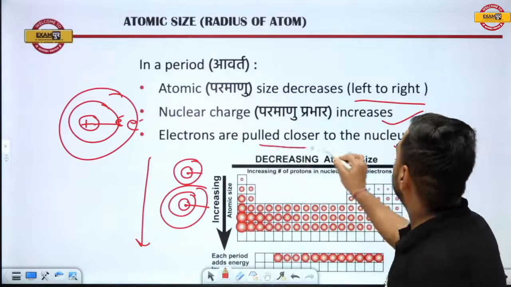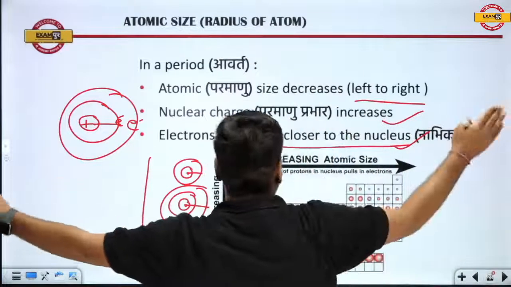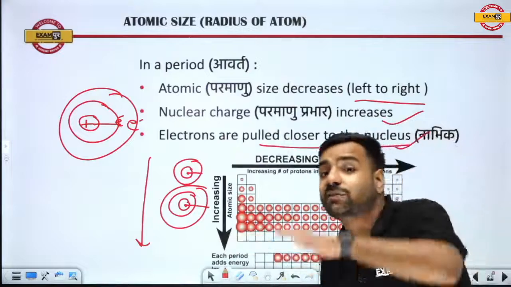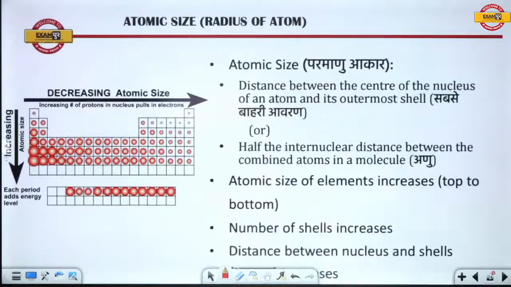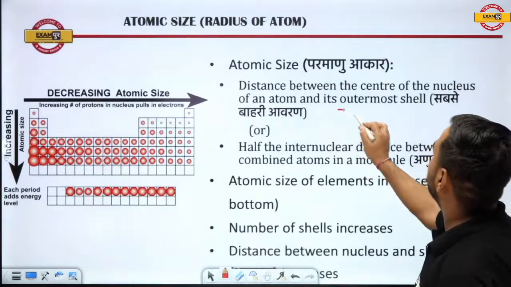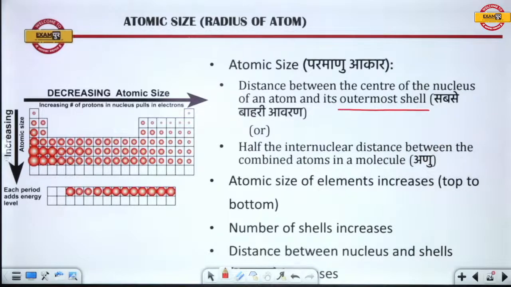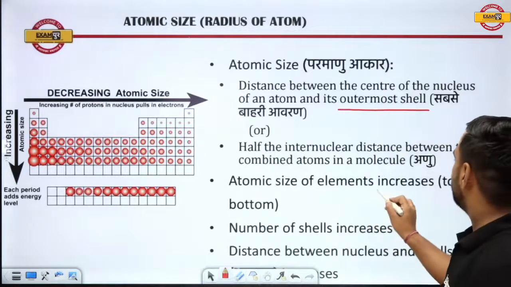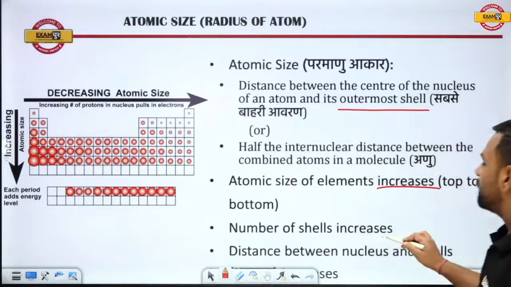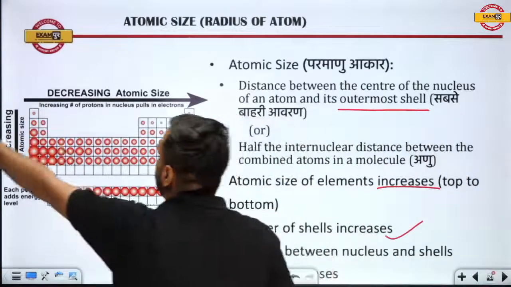Okay, so electrons are pulled towards the nucleus. We have understood that. So from left to right, atomic size will decrease. But if I go from top to bottom, atomic size will increase. Let's have a look. Atomic size is the distance between the center of the nucleus of an atom and its outermost shell, or half of the internuclear distance between the combined atoms in a molecule. So the atomic size of an element increases from top to bottom.